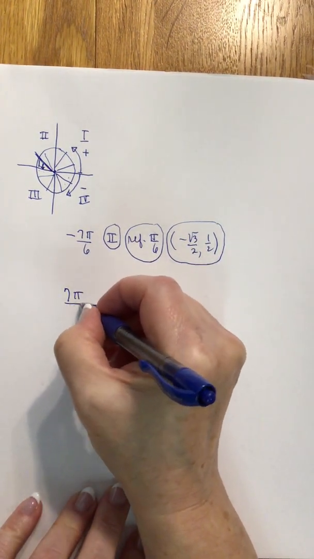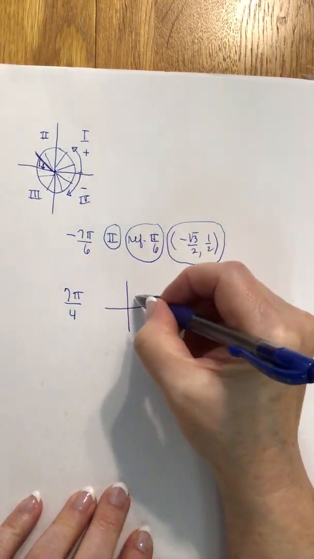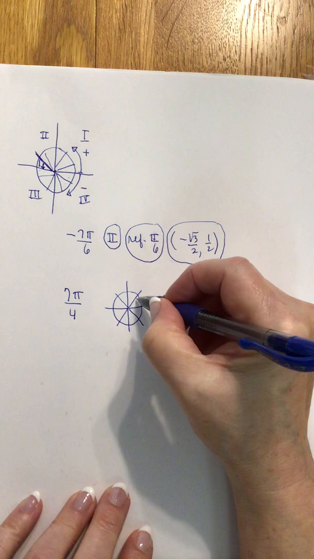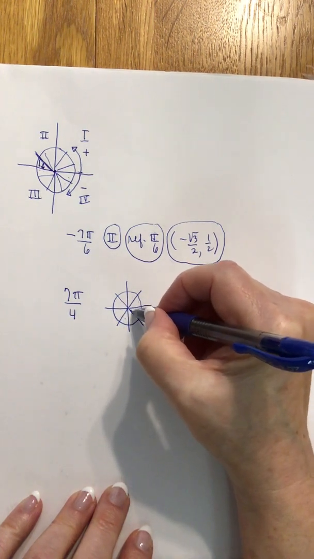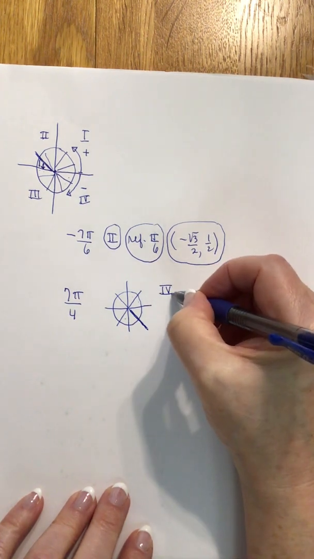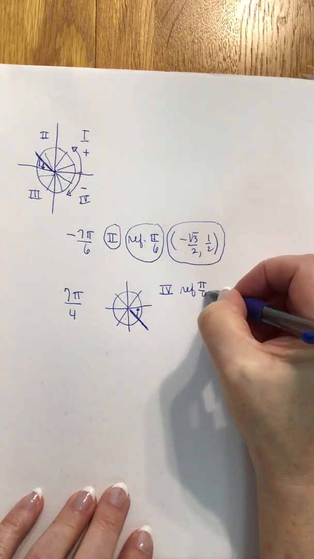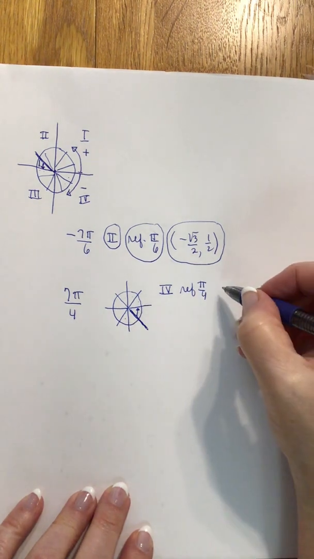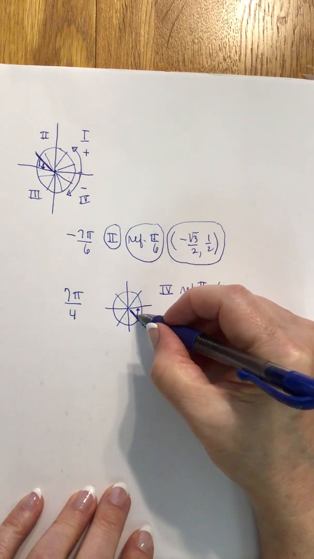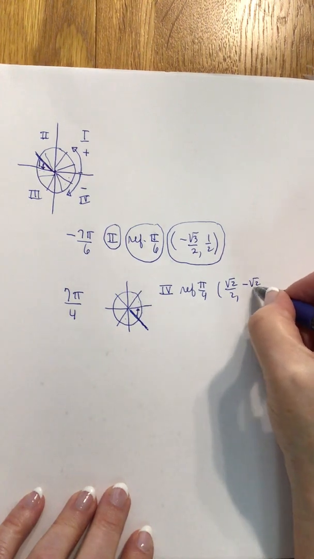7 pi over 4. Now, 7 pi over 4, we're going to take and cut it into fourths. So we got fourths this time. So 1, 2, 3, 4, 5, 6, 7 would give this 7 pi over 4 over here. So we know we're in quadrant 4. Dropping back to the x-axis is going to give us a reference angle of pi over 4, because we've got one more pi over 4 to get to that line. And then we know that we're fourth quadrant, we've got positive, negative, same, because it's 45. So positive square root of 2 over 2, negative square root of 2 over 2.